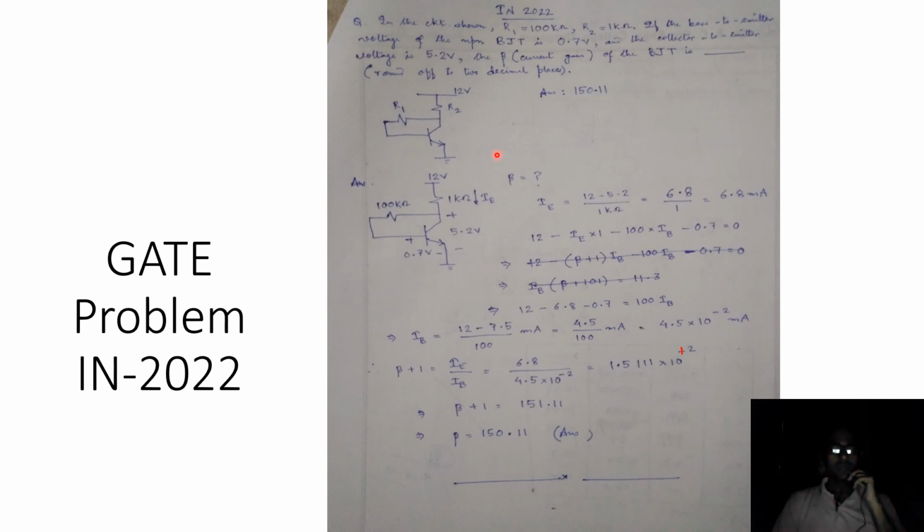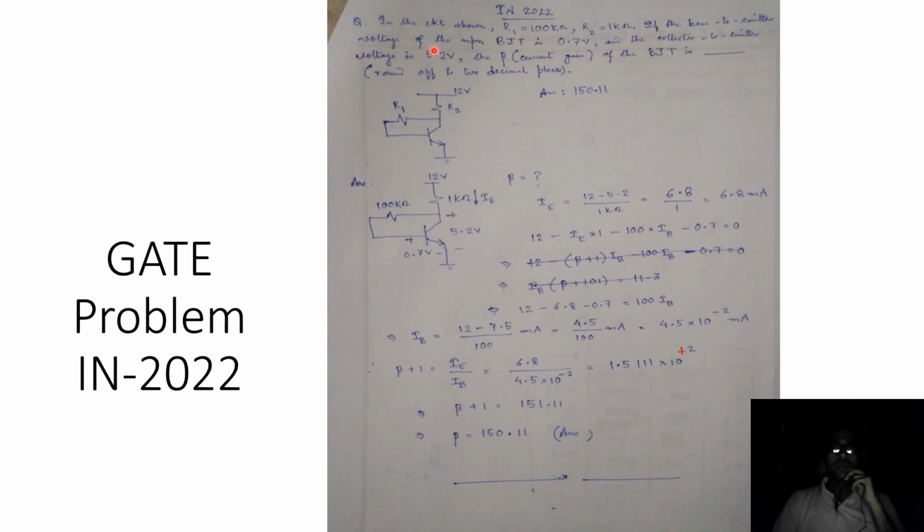This is a GATE problem from analog electronics which appeared in the year 2022 for the Instrumentation Engineering paper. The problem is stated as follows. In the circuit shown, R1 equal to 100 kilo ohms, R2 equal to 1 kilo ohm.